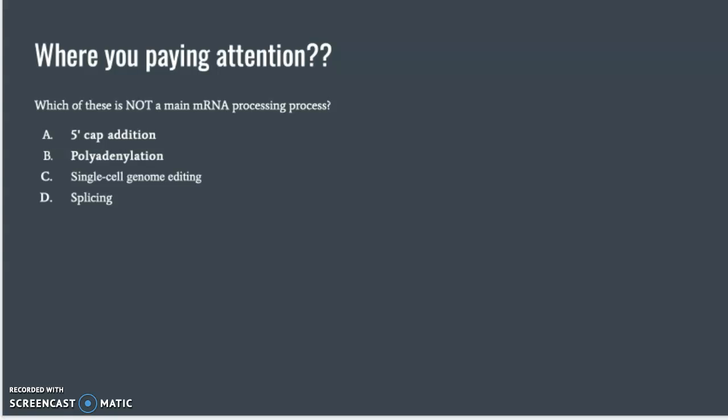So, were you paying attention? Let's find out. Which of these is not a main RNA processing process? A. 5-cap addition. B. Polyadenylation. C. Single-cell genome editing. And D. Splicing. I'll give you a second. And if you pick C, you are correct. Single-cell genome editing is not an mRNA processing process.